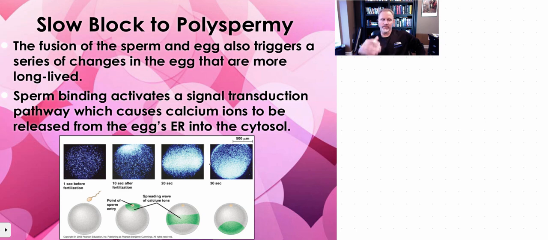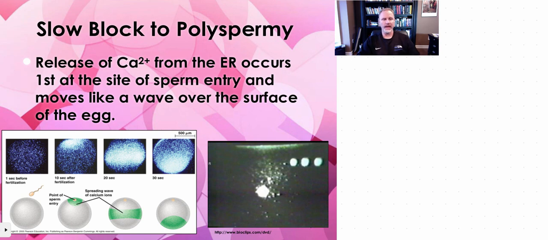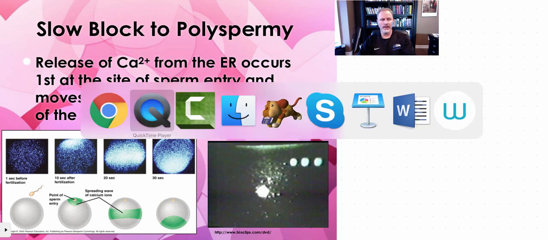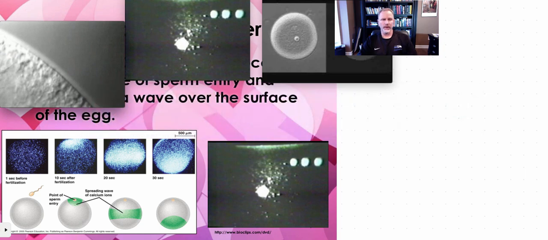So you get this signal transduction pathway, where one change causes another, and so forth. And that's what a signal transduction pathway is. And this causes calcium ions to be released from the egg's endoplasmic reticulum into the cytosol. And it moves and sweeps over the surface of the egg to prevent polyspermy. So you can radio label these types of things and film this, which is what this is. So we'll take a look here and see this as well.